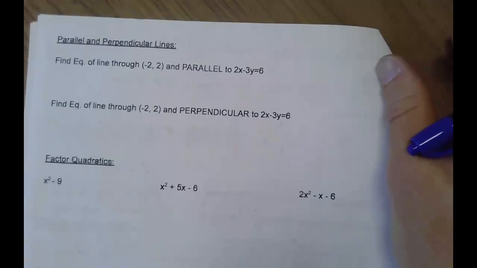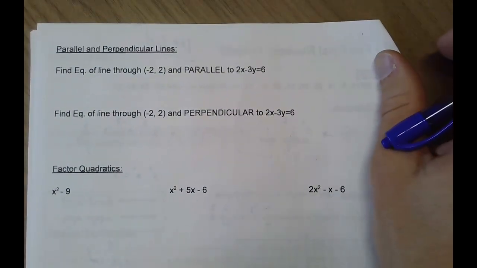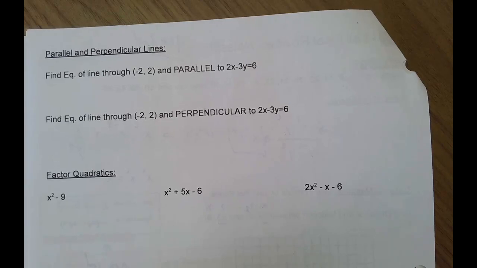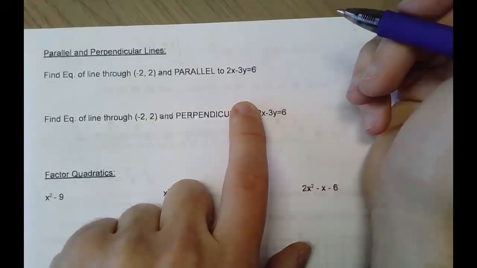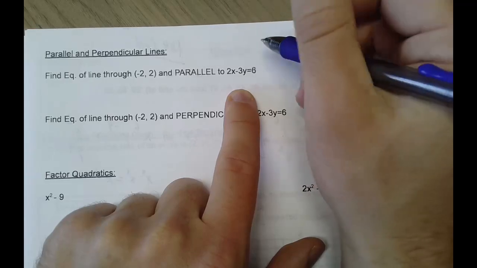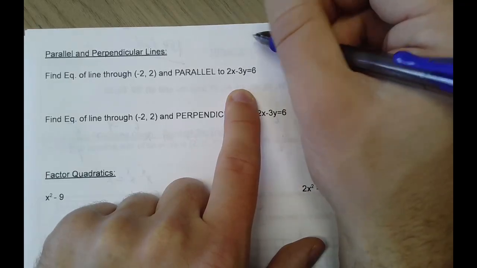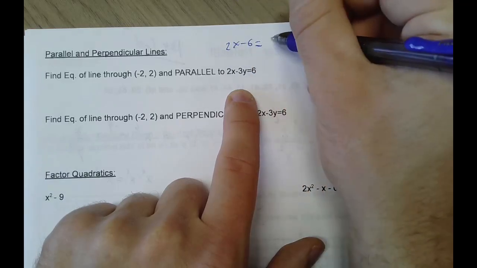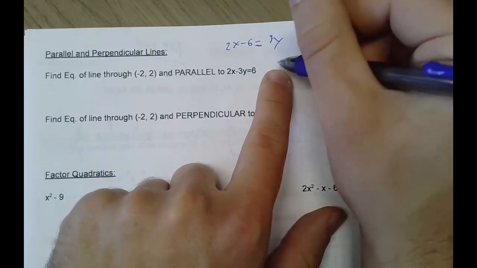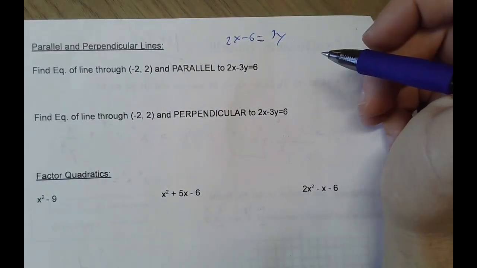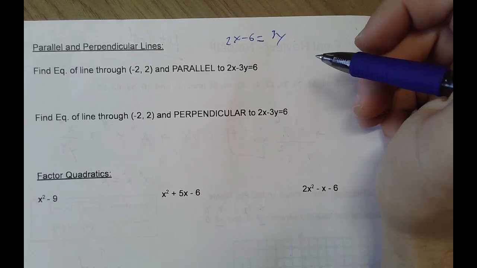All right, find the equation of the line through -2, 2 and parallel to this equation. If it's parallel, it has the same slope. So the question is, what's the slope of this? Let's see, this is 2x minus 6 equals 3y. So my slope is 2/3, right? 2/3 is my slope.